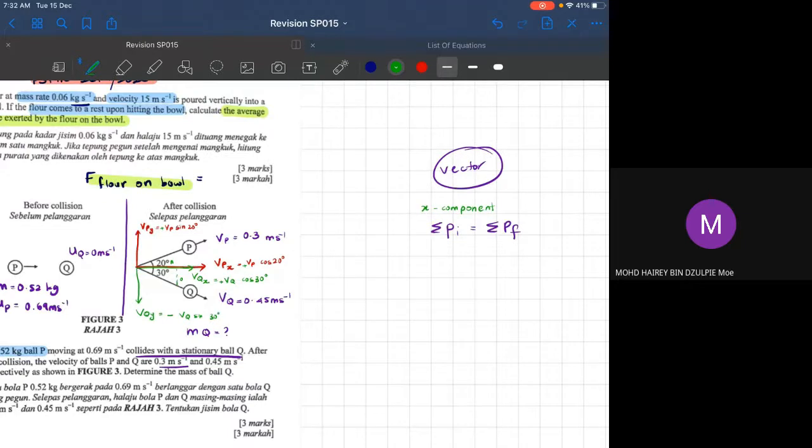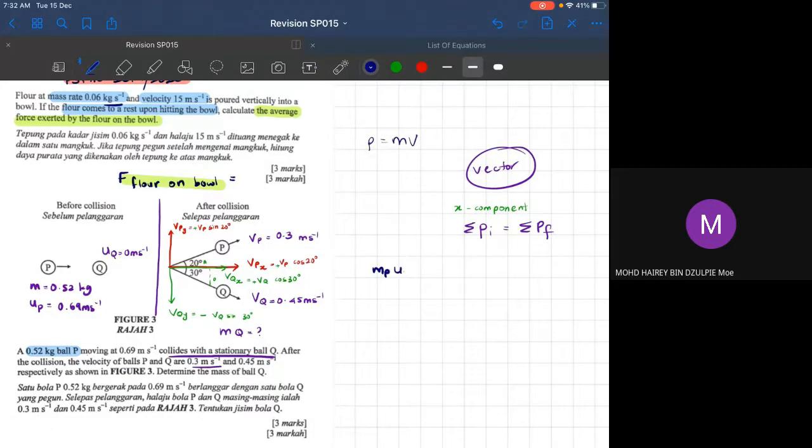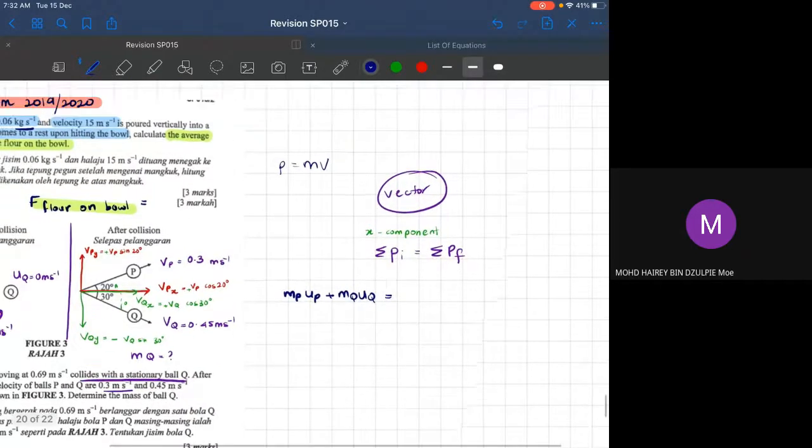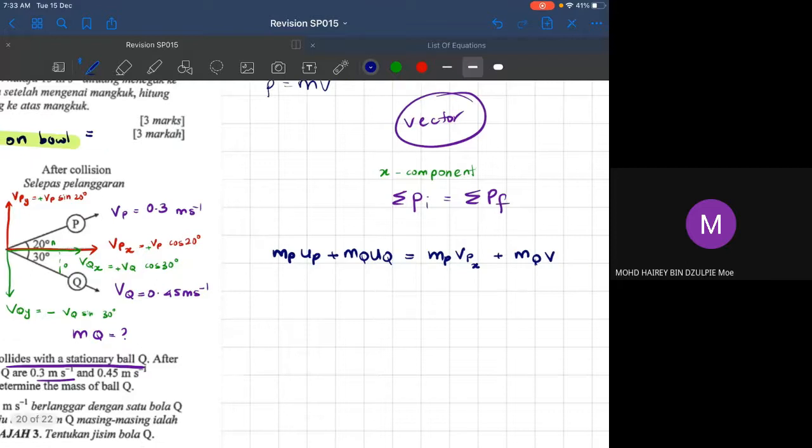Okay, so the formula for momentum is mv, isn't it? Because we have two objects, we will do two momenta. That is, we have mass P, UP plus mass Q, UQ equals, you write it here too. We have mass P, and then VP, but in the X component, okay? Because after collision there is X and Y, so we take the X. So we are talking about X component. Plus MQ VQX. Okay, do you understand what Miss is trying to do?